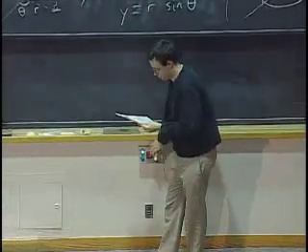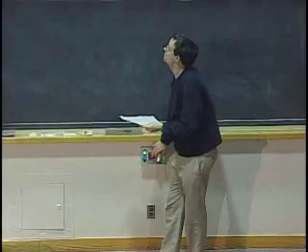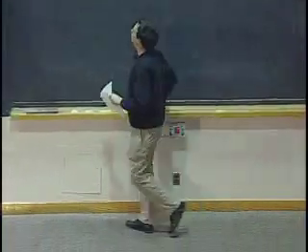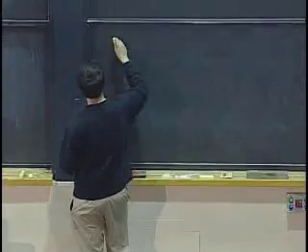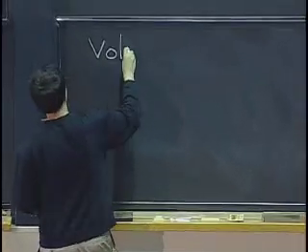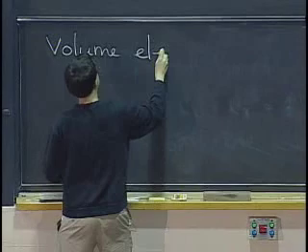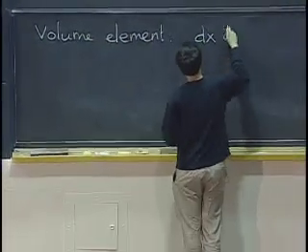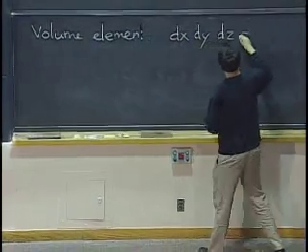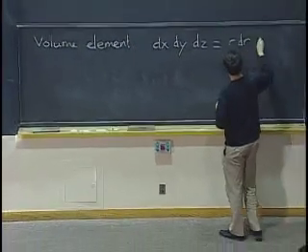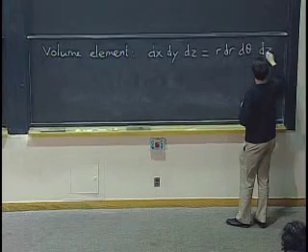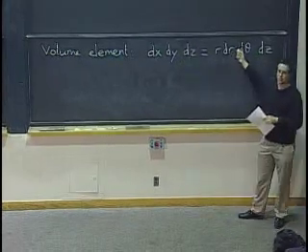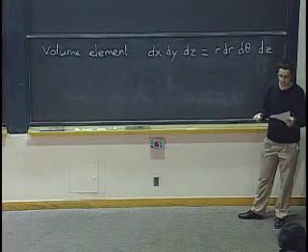Let's move on a bit. So one thing to know, the important thing to remember is that the volume element in cylindrical coordinates, dx dy dz becomes r dr d theta dz. That shouldn't be surprising because dx dy becomes r dr d theta, and dz remains dz.